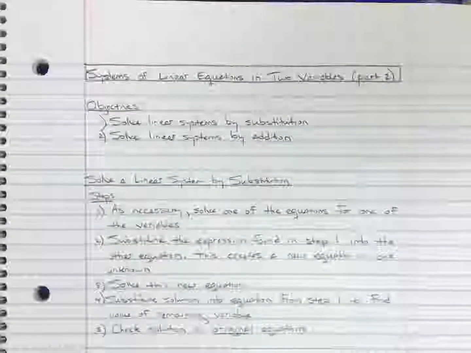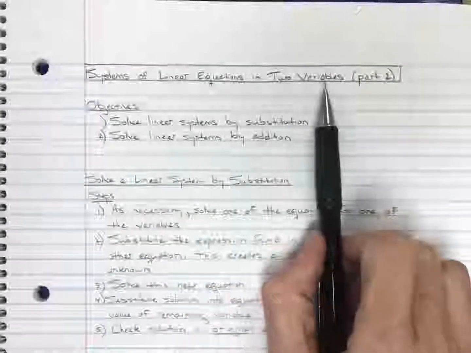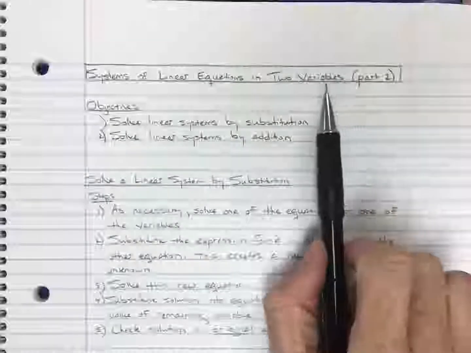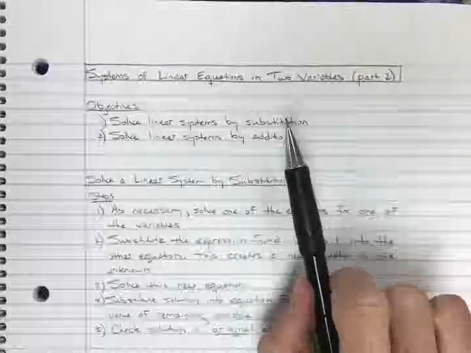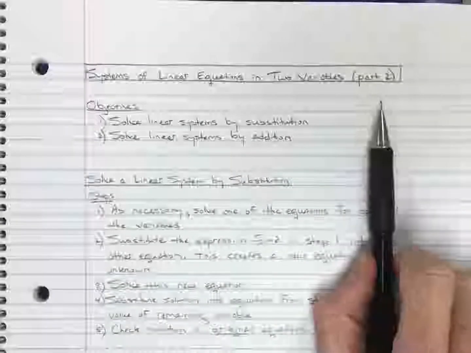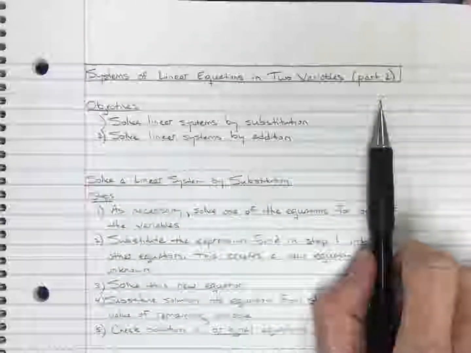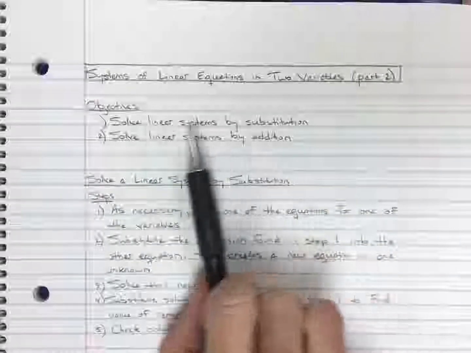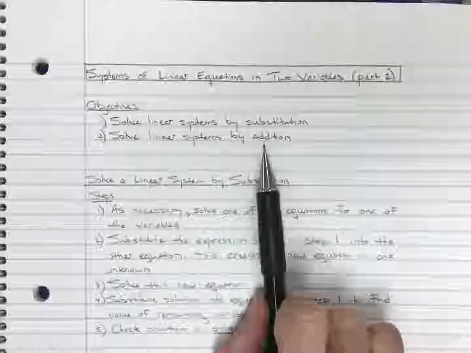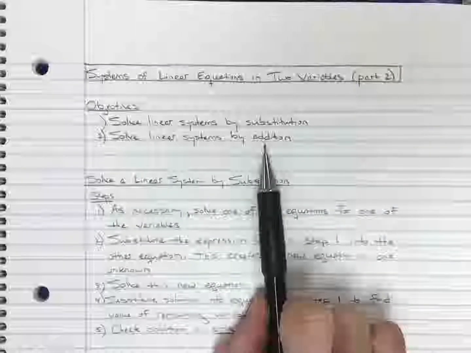In part one of our systems of linear equations in two variables, we looked at solving linear equations using graphing. In part two, we're going to look at how to solve these linear equations in two variables using substitution and using addition. Okay?